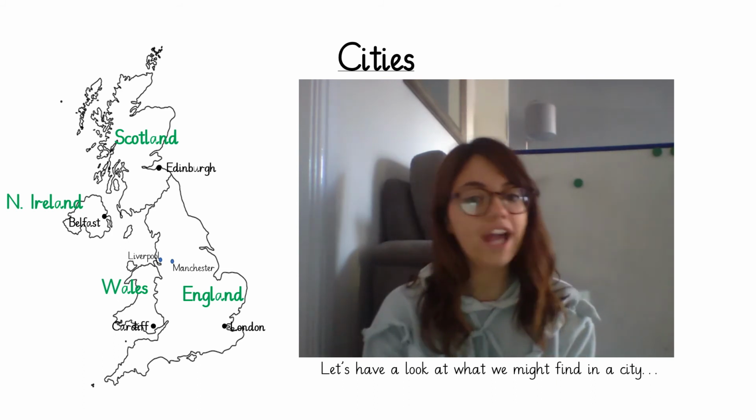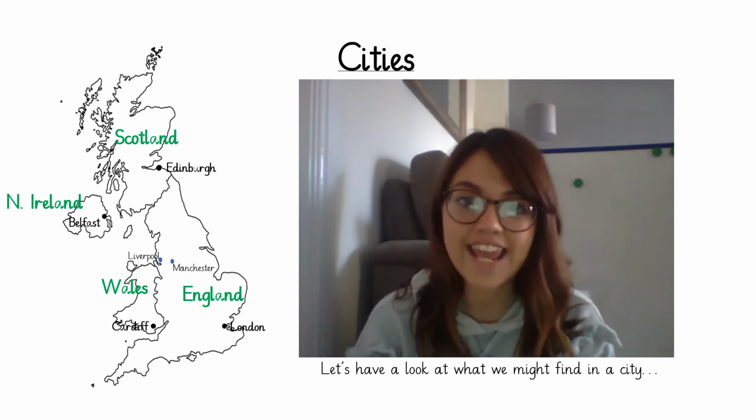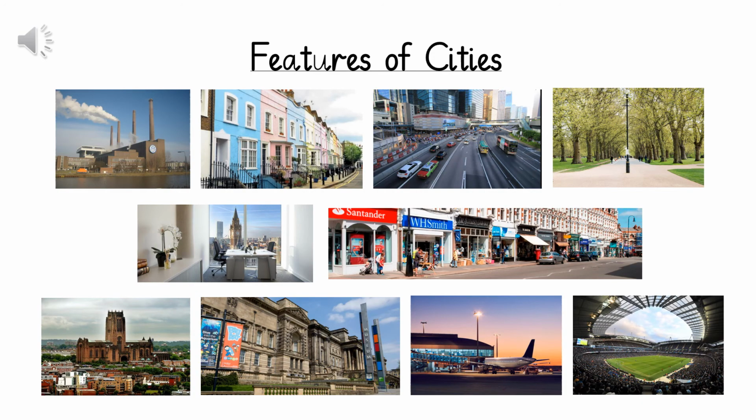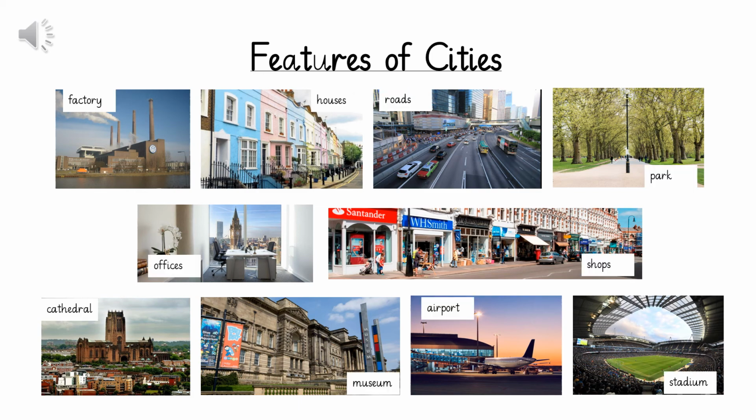Now we're going to have a little look at what we might find in a city in the UK, and we're going to focus on Liverpool. On this side you can see lots of different pictures, and these things are all features of a city. They are all things that you would find if you went to a city. You might want to pause this screen and have a go at labelling some of these pictures with your grown-up at home. Now that you've had a little go at labelling, can you see the labels on this screen? These labels are telling you what the pictures are showing. See which ones you've mentioned at home.